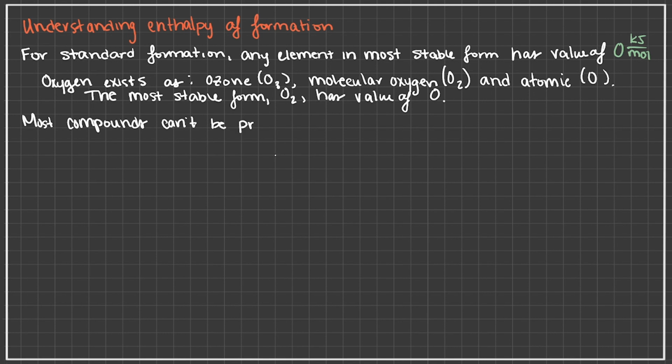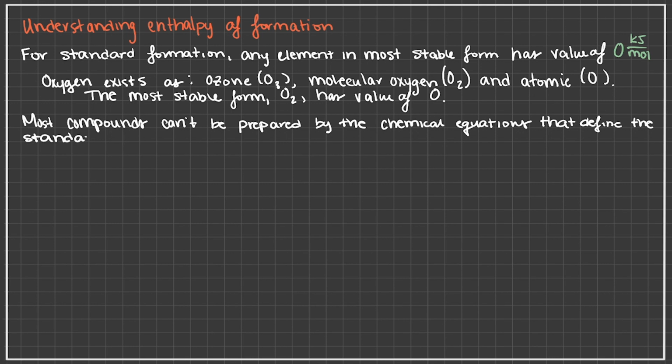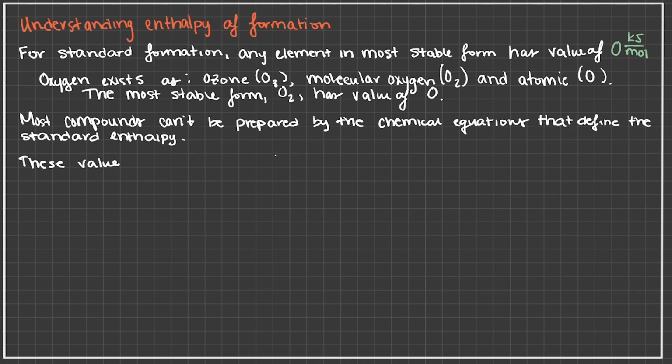Most compounds actually can't be prepared, and we can't find these values from the regular chemical equations defined by standard enthalpy, which is why we bring in Hess's law. Hess's law allows us to find the delta H in other reactions, and it allows us to get a whole table of values, which can be found in the back of your textbooks, or online on credited sites.